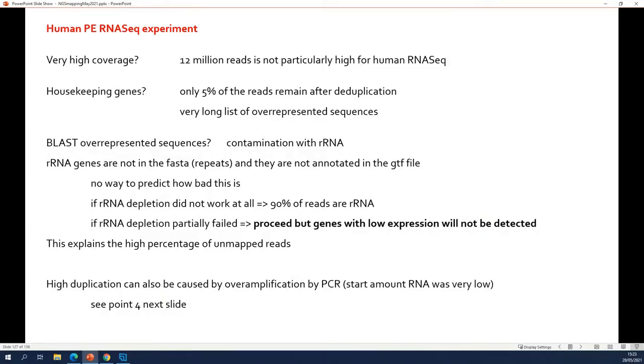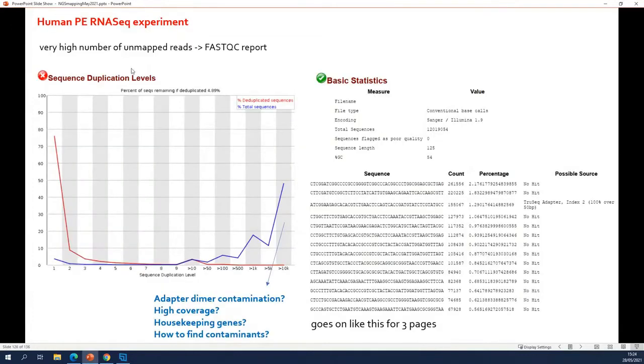They are not in the FASTA file that you download. And they are also not annotated in the GTF file. So if your mapper doesn't know that these exist, if he doesn't have the sequence, then he's not going to map against them. So this is why you had such a high number of unmapped reads. And it's not one example. I got multiple examples during the years from people who have this issue.